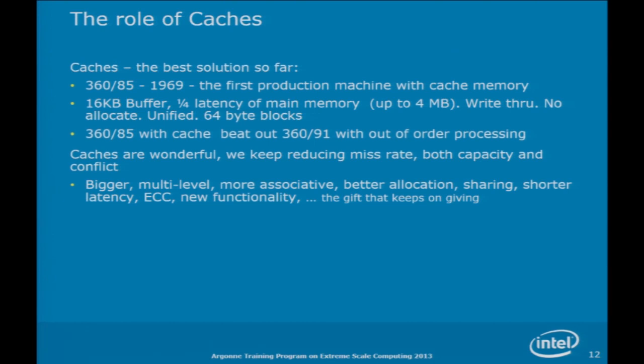It was write through, write allocate, and if you're into cache design, you'll know what all of this means. Unified means it's both instructions and data. It had 64-byte blocks. That seems to be an invariant. Most computers designed nowadays still have 64-byte blocks, and pretty much everything in between had that as well.